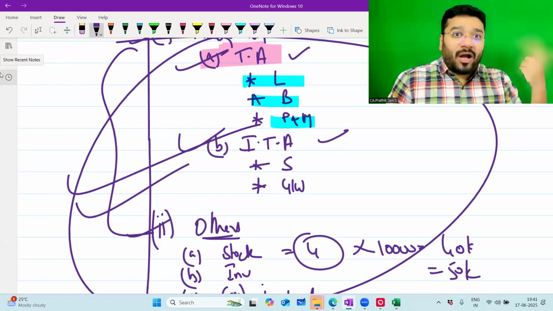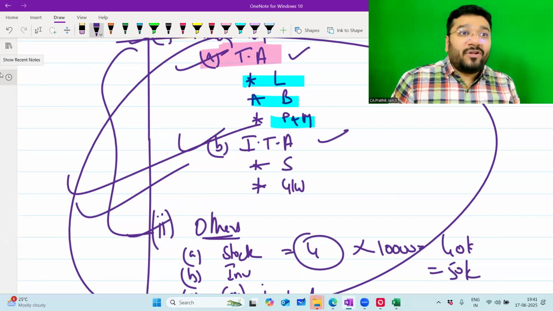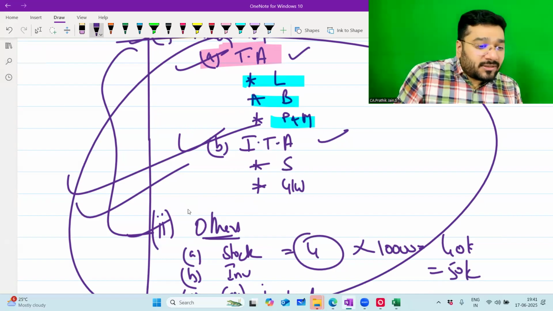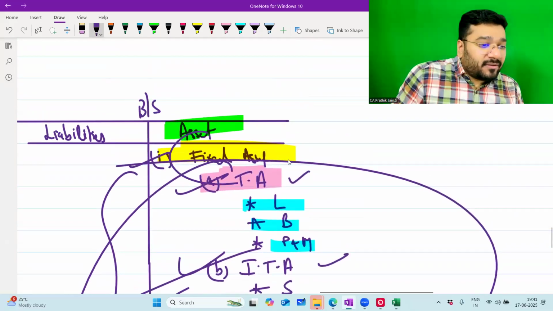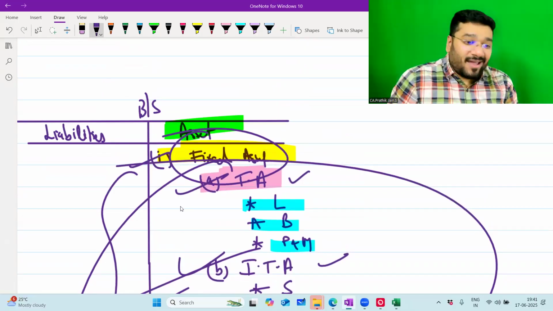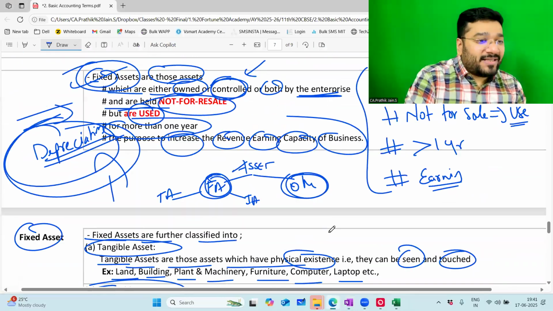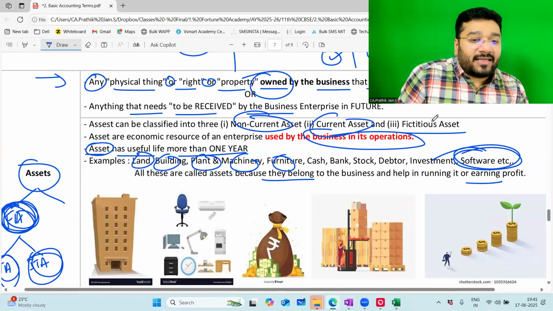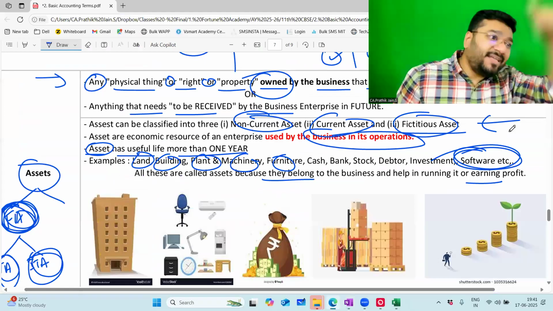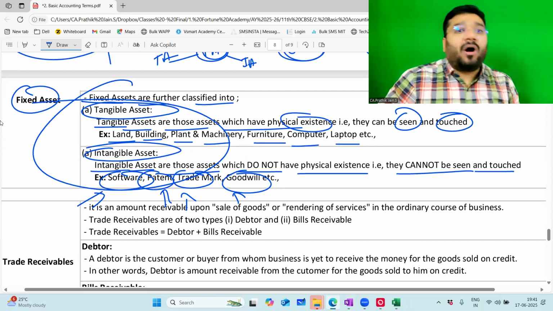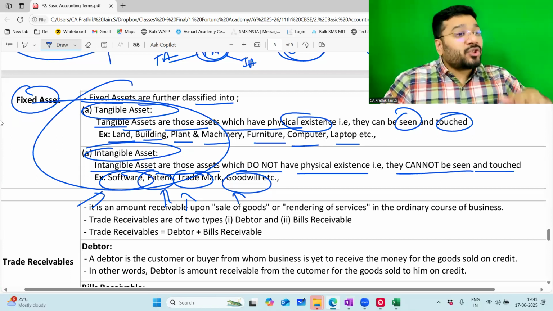But when you come into company accounting, when you prepare the accounts for companies, you can't use the word others, fixed assets like that. All this will be reclassified into current asset and non-current asset. Before, I said asset is classified into non-current asset, current asset, fictitious asset. This is the classification as per companies. The classification I said now is for the business, sole proprietorship business, partnership business, etc.